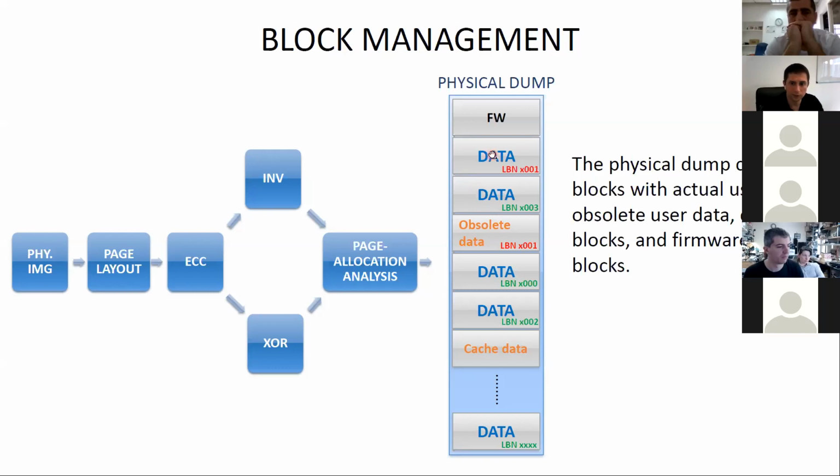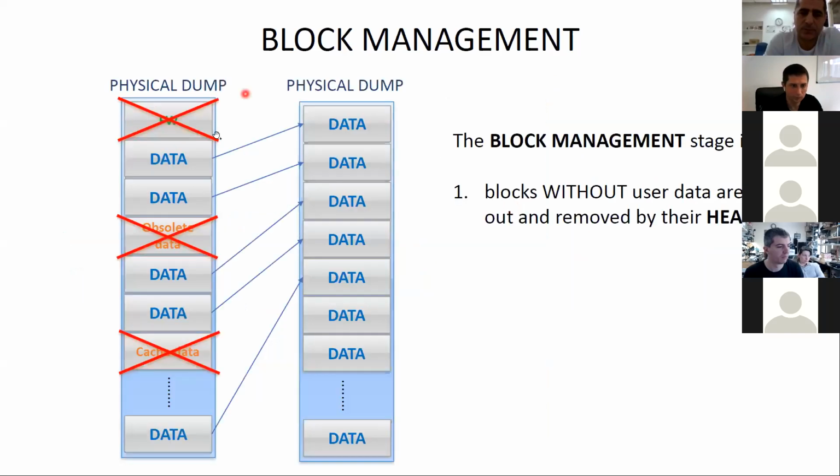So on this step, our task is to filter out all the blocks which don't have actual data, which we can see here on this screen. So we should remove all firmware blocks, obsolete data blocks, cache blocks, empty blocks, not used blocks. So everything. Just data blocks should still be in the physical dump. And that's the first step. And we do this step by the header. What's the header? I'll tell a little bit later.